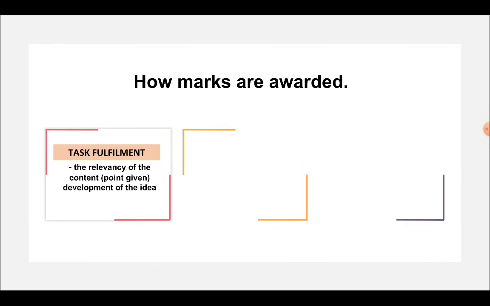Next, the development of ideas is referring to how convincing your points are by providing significant details to support the points. The more information you give, the higher marks you will get. In short, address the task effectively by giving relevant ideas and provide excellent development of ideas.